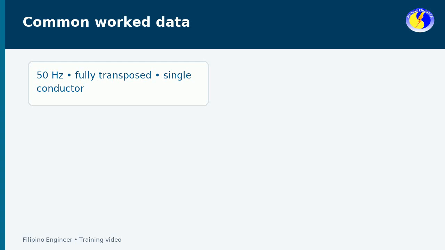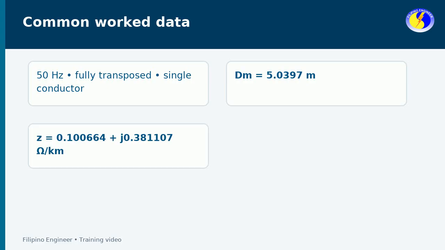All 3 examples use the same illustrative conductor and geometry. The equivalent phase spacing is 5.0397 meters. At 75 degrees Celsius, the alternating current resistance is 0.10066 ohms per kilometer. Reactance is 0.38110 ohms per kilometer, and susceptance is 3.00452 microsiemens per kilometer.